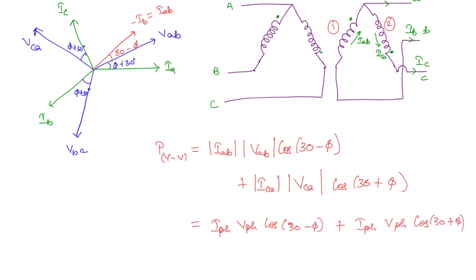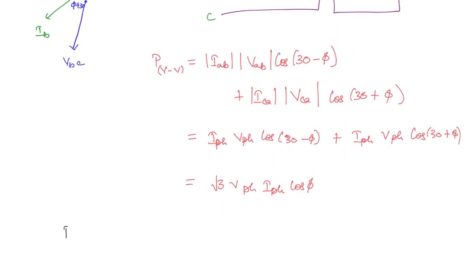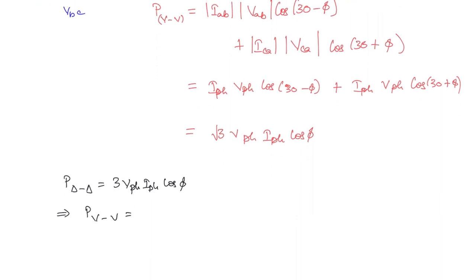So here, if you apply the trigonometric relationships for cos A plus B and cos A minus B, the final answer you are going to get is root 3 times V phase I phase cos phi. So for delta delta, what was the power? This was 3 times V phase I phase cos phi. So this means that in open delta connection only 1 by root 3 times of the power is delivered.